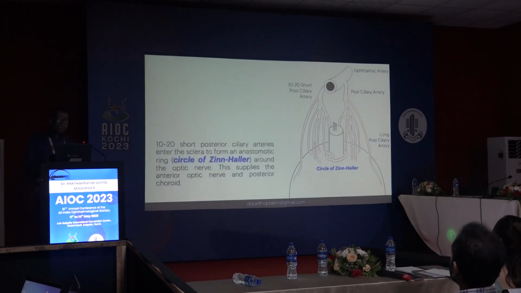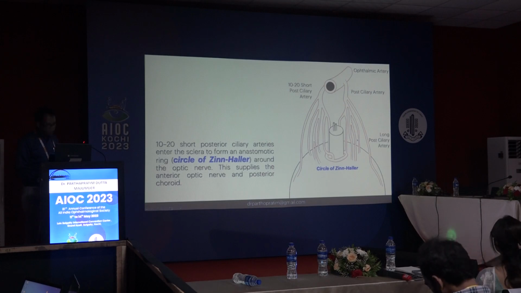The circle of Zinn and Haller is formed by the 10 to 20 short posterior ciliary arteries which enter the sclera to form the anastomotic ring around the optic nerve, and this supplies the anterior part of the optic nerve and posterior choroid. As you see here, this is the circle of Zinn and Haller, and you can see how the short posterior ciliary arteries form it.